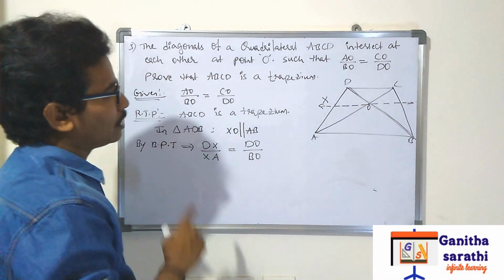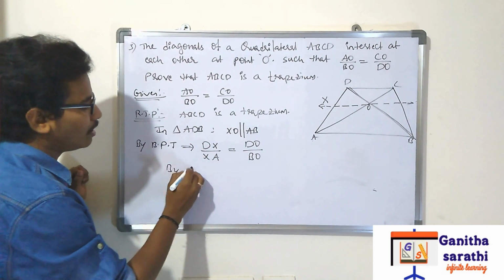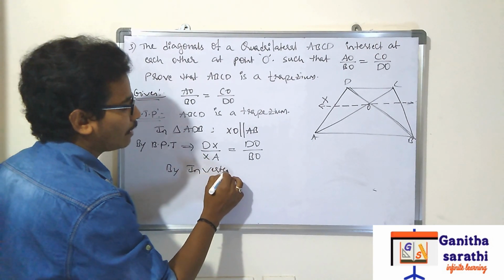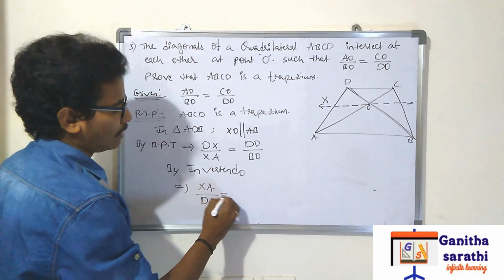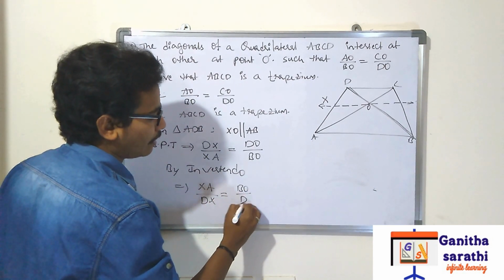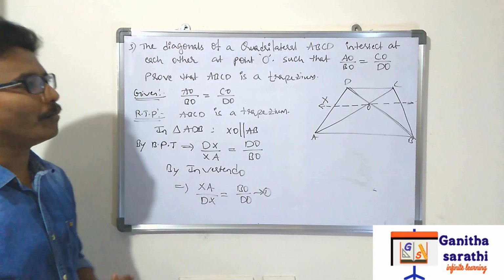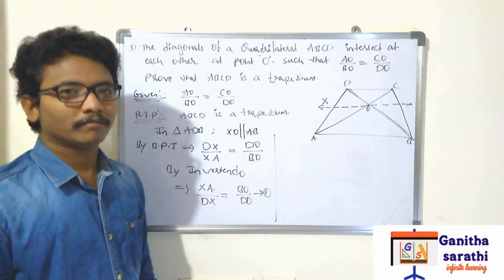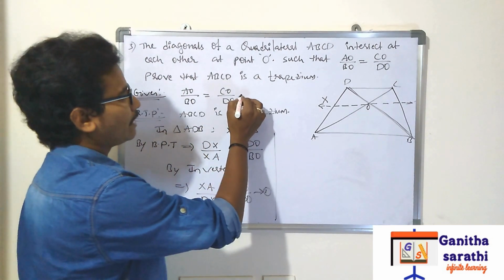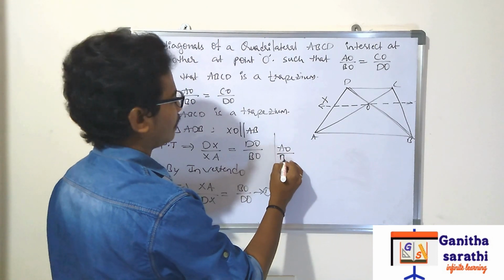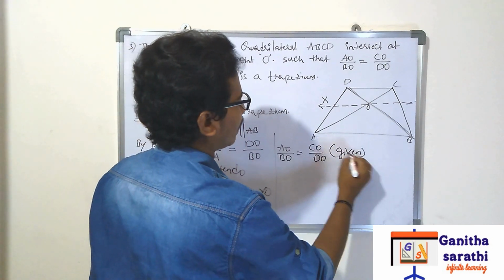Now what you should do is reverse this one. For reversing this, what can you do? By invertendo, reverse this, and what will you get? XA by DX is equal to BO by DO. Take it as equation number 1. Now see the given condition. What is the given condition? AO by BO is equal to CO by DO, which is our given condition, okay?